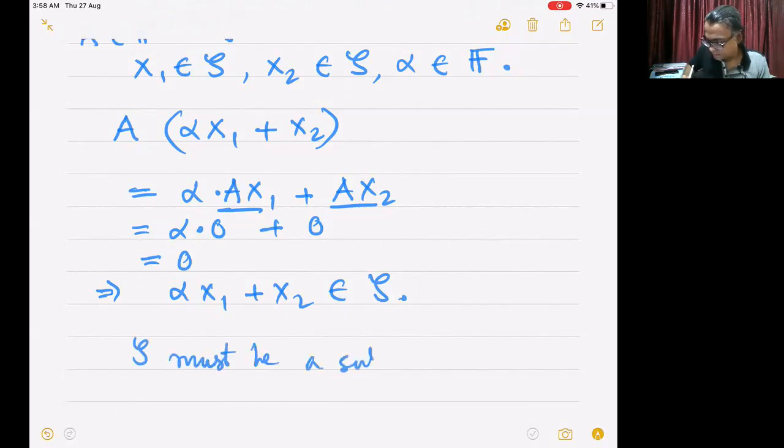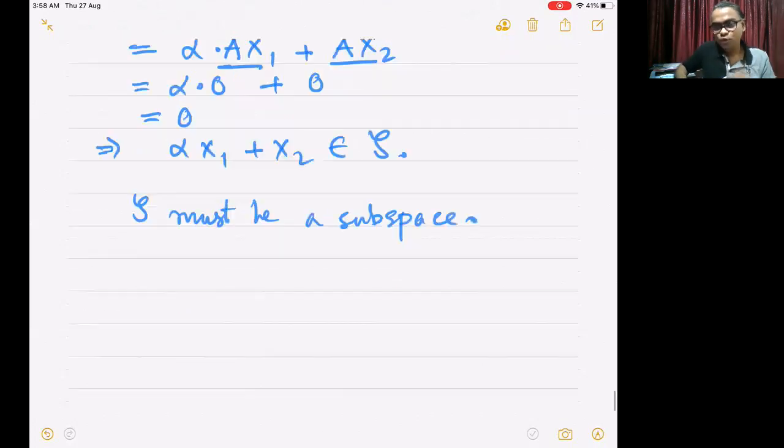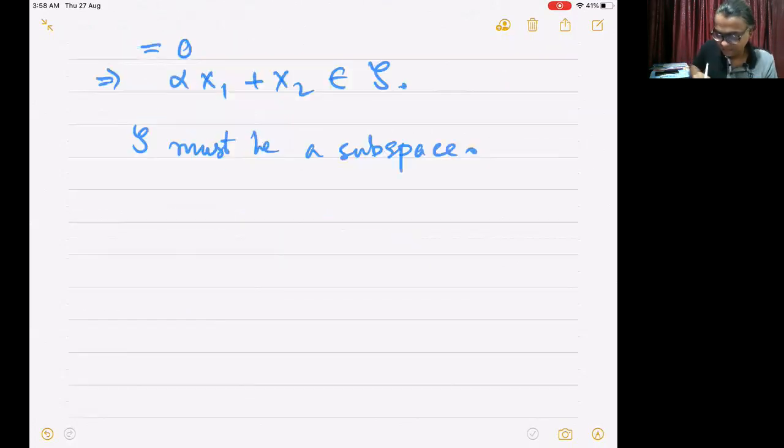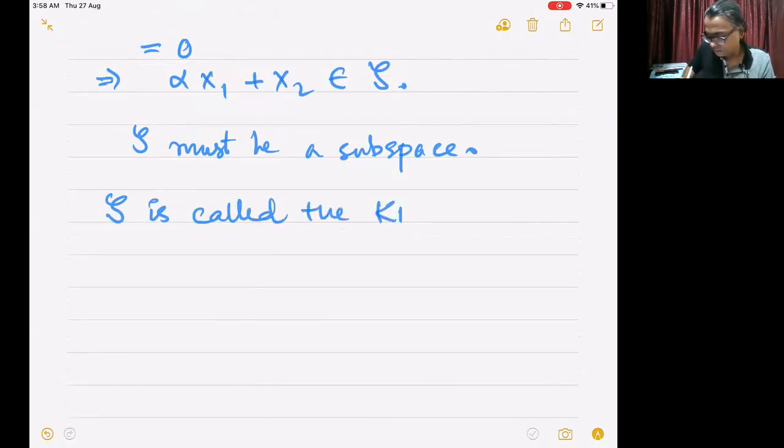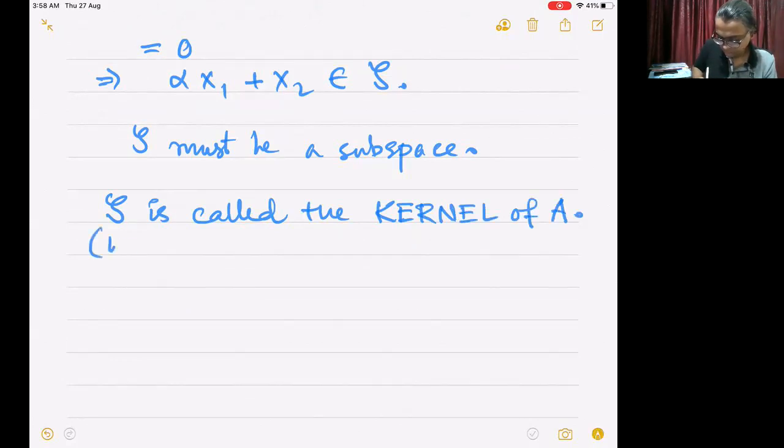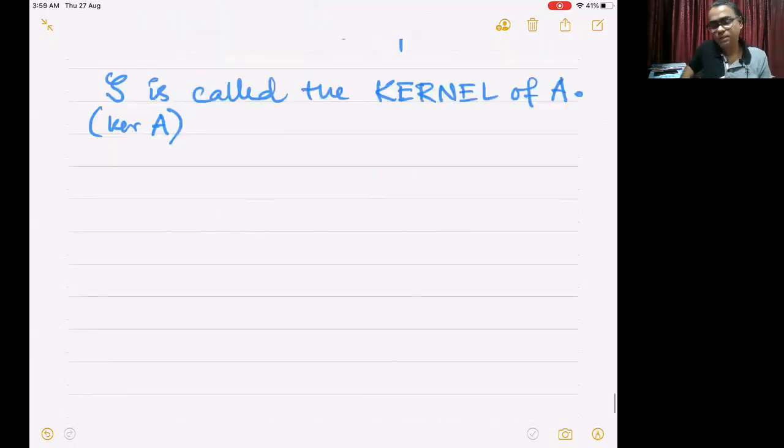This subspace is going to be of immense importance for us. I can't overstate that. So much so that we give a name to this subspace. This subspace S is called the null space or kernel of the matrix A, also called the null space of A. But we say kernel and we use the symbol ker of A. All right, so the kernel of a matrix A is a subspace.